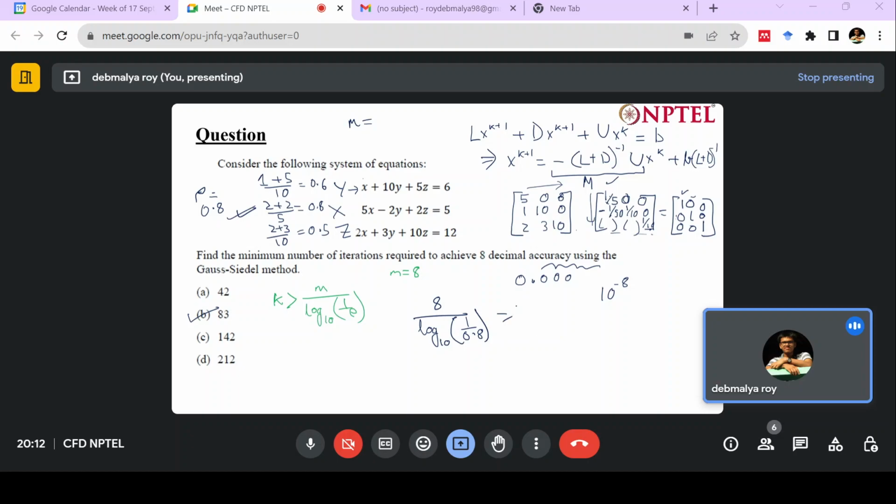So if you had, let's say, instead of 83, some value which is 82.1, you would not round it off to 82. You would take the larger number, because the minimum number of iterations cannot be 82, since it should be larger than this particular value. So if this value is coming out to be 82.1, you would report 83 as your minimum number. Does anyone have any question?